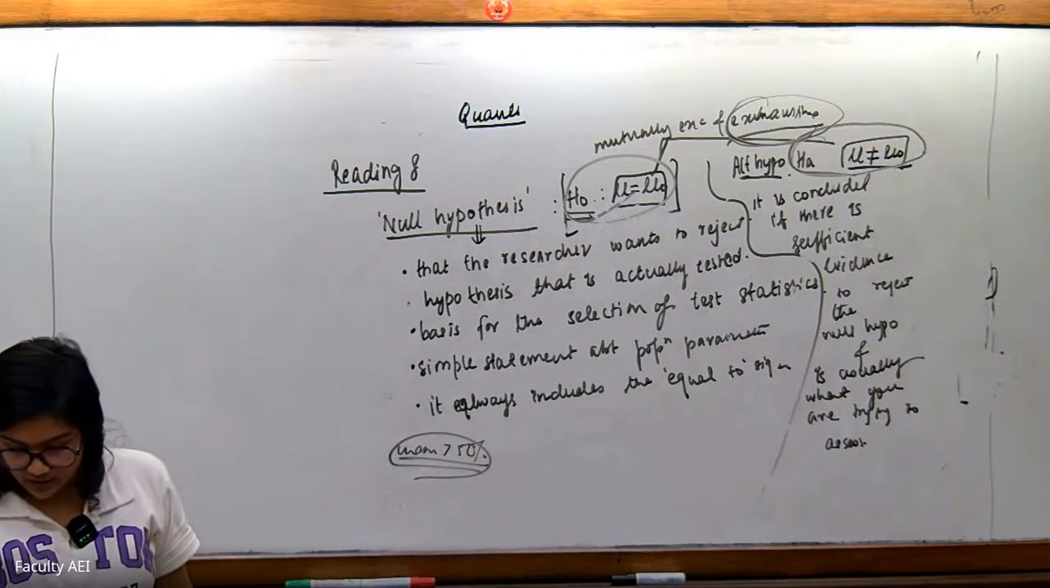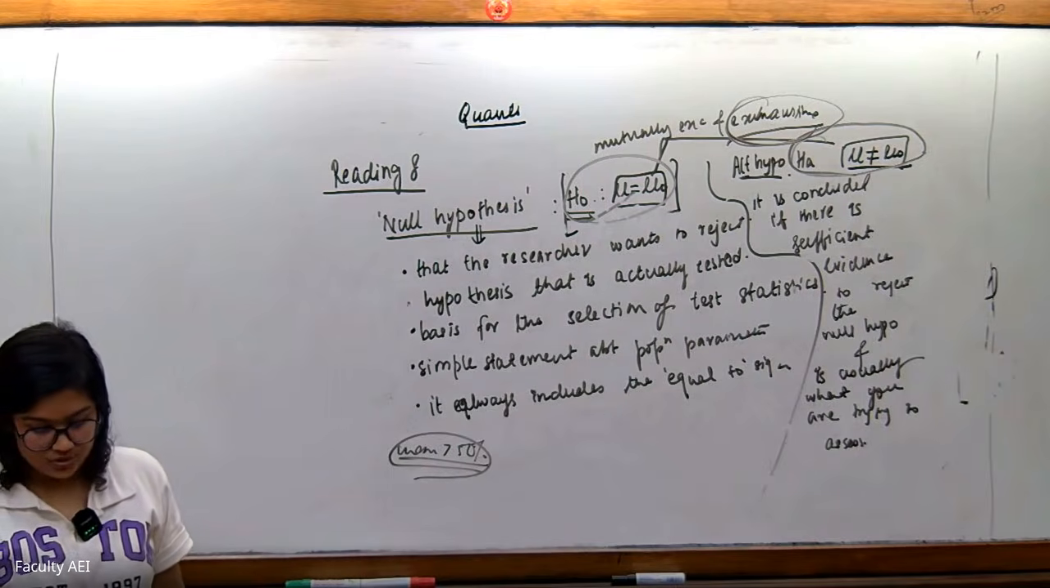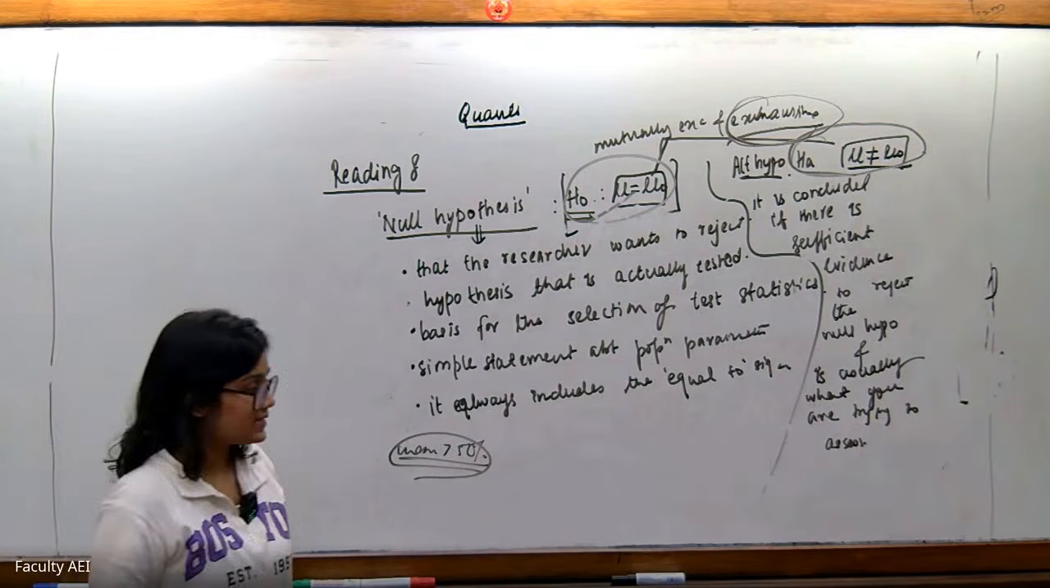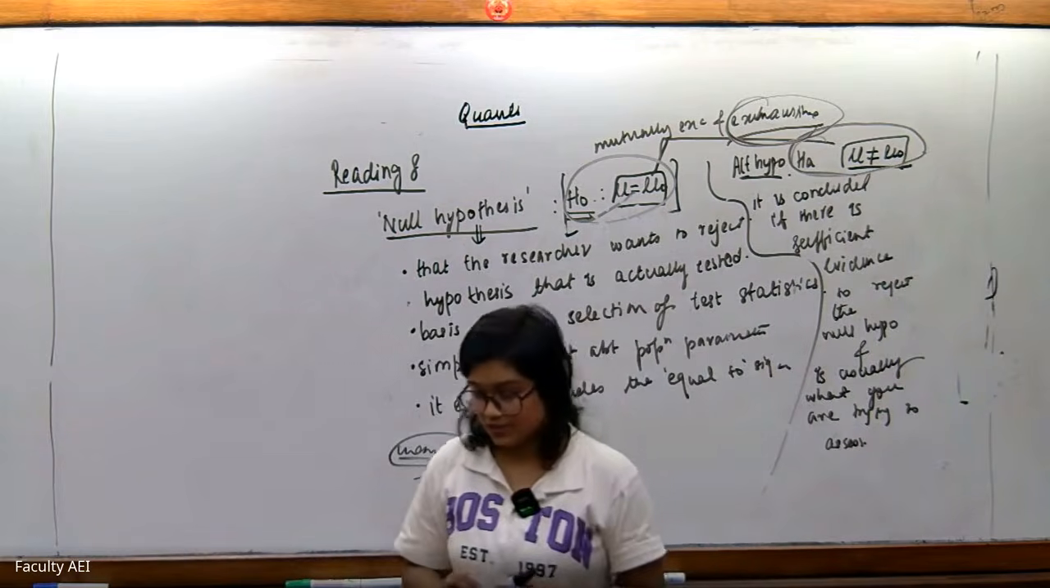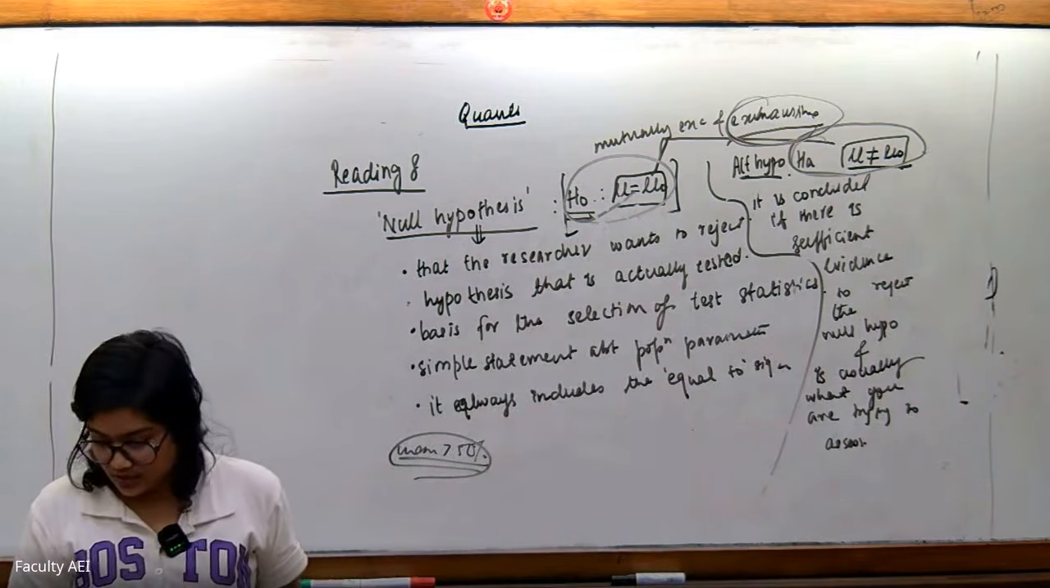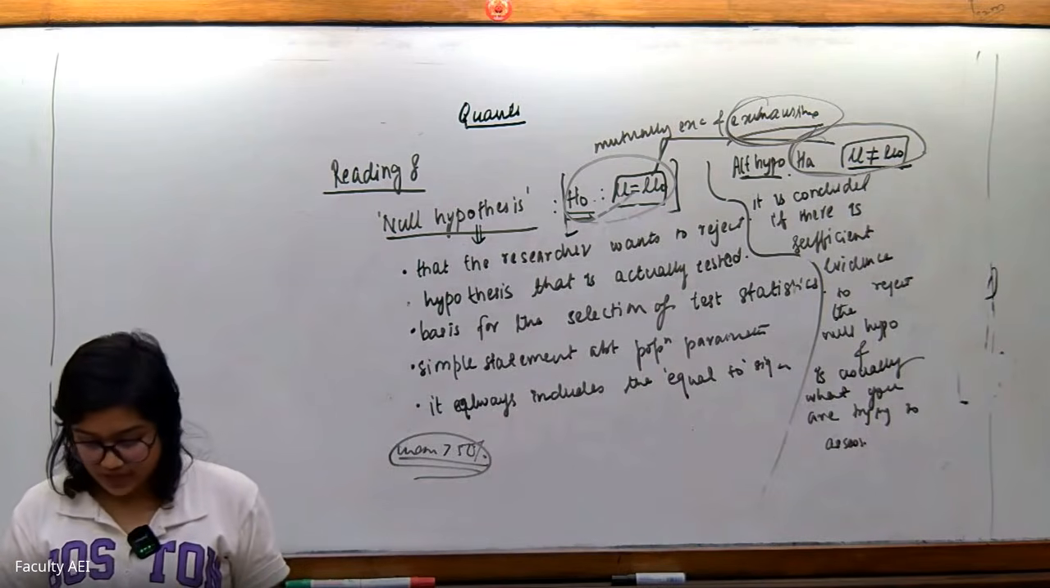So let's keep it till here. We'll come to the decision rule and type 1 error in the next class tomorrow, and we'll try to wrap up Quant's revision classes and do some questions based on whatever topics we have discussed till now.